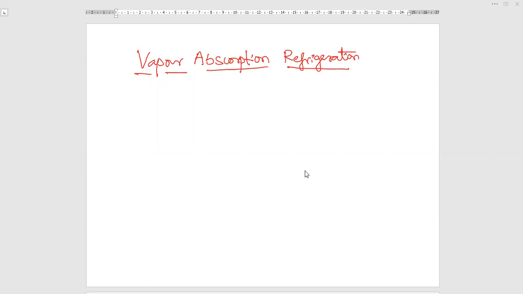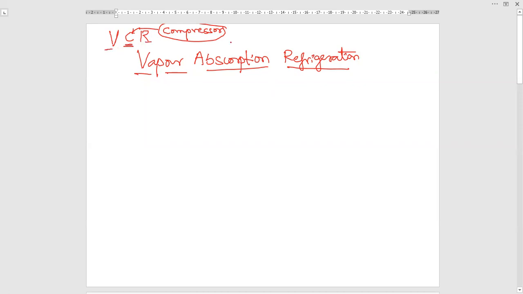So today we will discuss a new topic of refrigeration, that is the vapor absorption refrigeration system. In the previous class, we discussed vapor compression refrigeration. In short, we'll call it VCR. As the name indicates, the second letter C stands for compression, because we use one major device, that is the compressor. The refrigerant undergoes compression, so that is the reason it is called VCR.